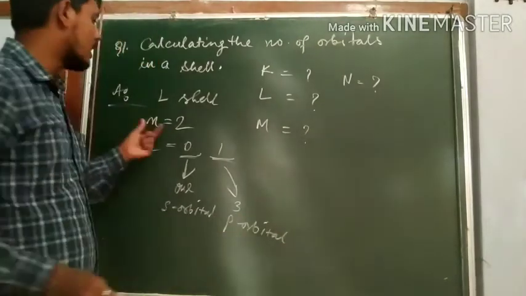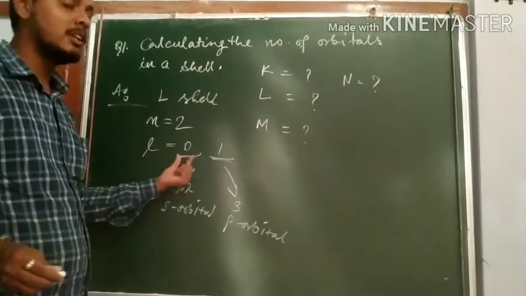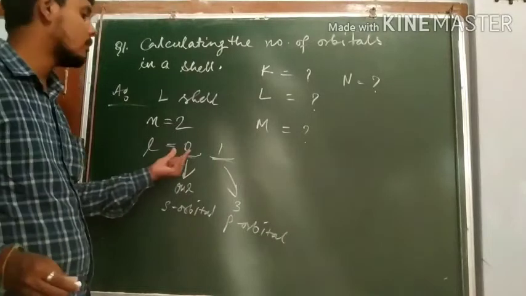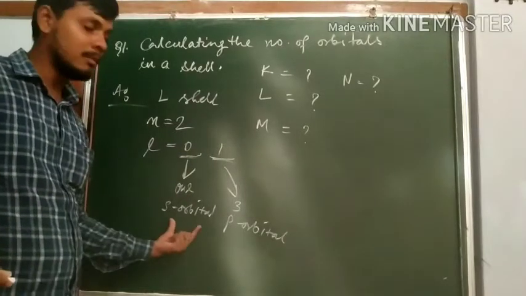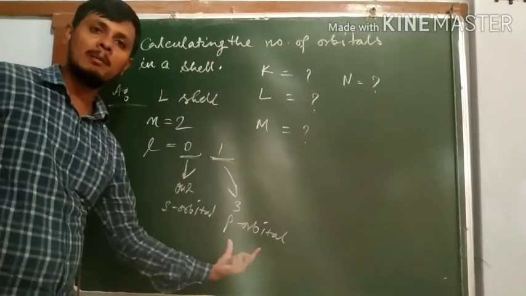So jodi n or value to 2 hoy tetia hole L or value to 0 or 1 duita hobo pare. Jodi L or value 0 hoy tetia hole eta s orbital pam. Jodi L or value 1 hoy tetia hole 3ta p orbital pam.